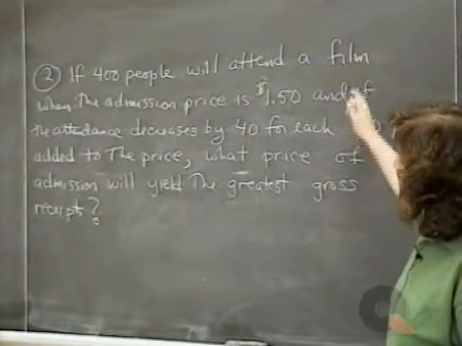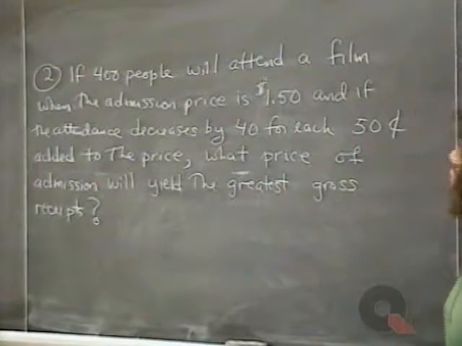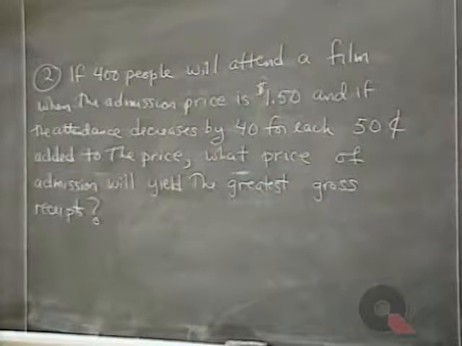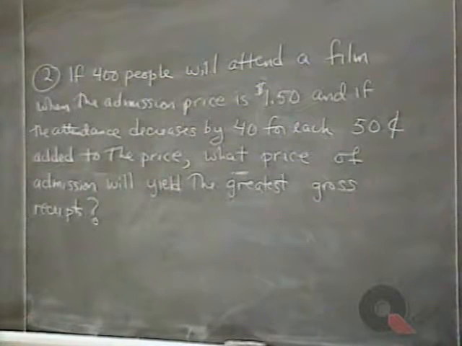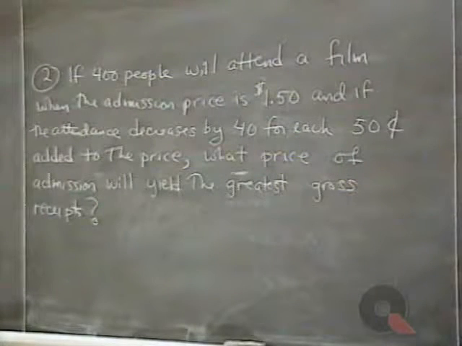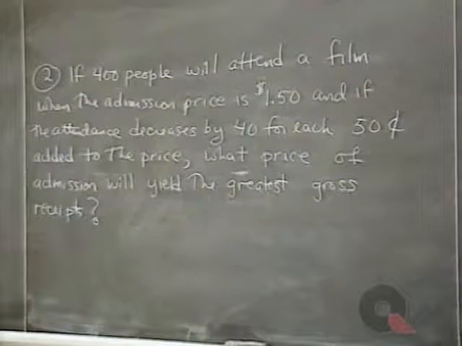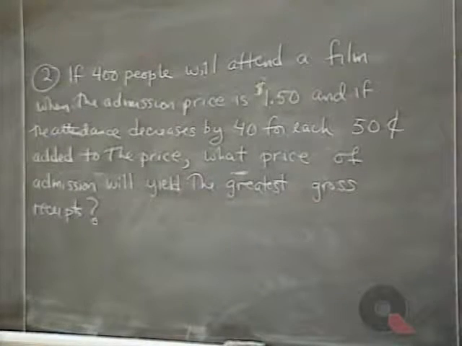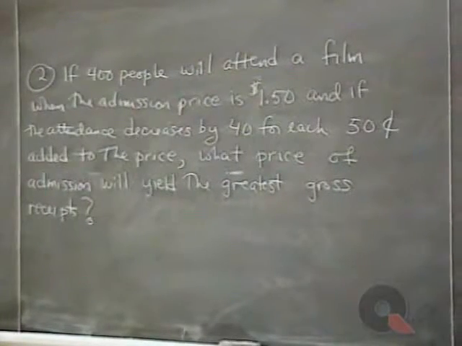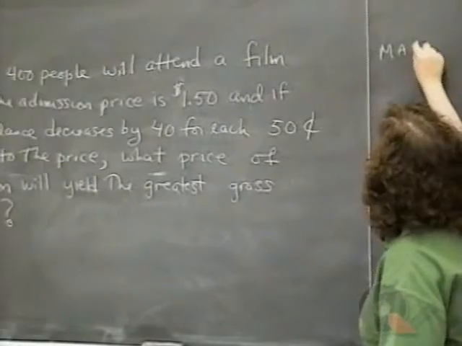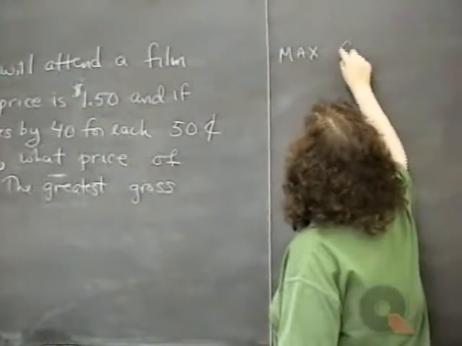In our second problem, we have the following. If 400 people will attend a film when the admission price is $1.50, and if the attendance decreases by 40 for each 50 cents added to the price, what price of admission will yield the greatest gross receipts? Now we want to maximize the gross receipts.